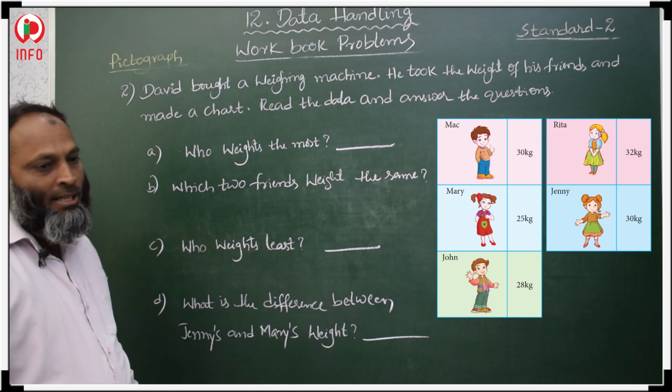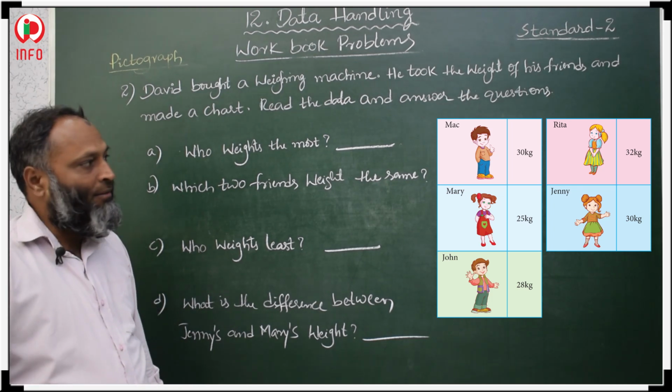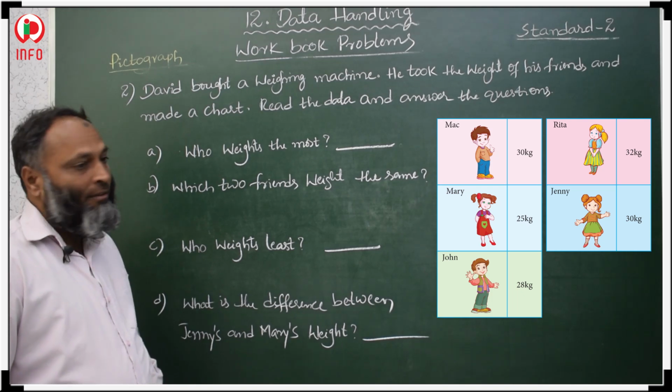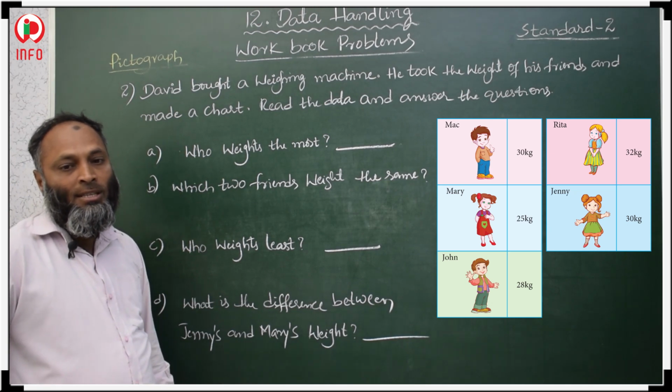And after that, he made a chart. So what is there in the chart? See in the chart, 5 friends. So he found his 5 friends' weight. So what is his friends' weight?